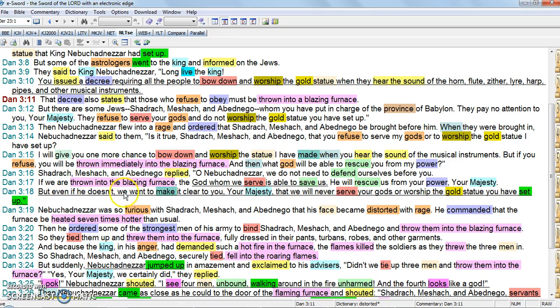But even if he doesn't, we want to make it clear to you, Your Majesty, that we will never serve your gods or worship the gold statue you have set up. See, they bring it right back. Now we see the contrast. If we were thrown into the blazing furnace, the God whom we serve is able to save us. He will rescue us from your power, Your Majesty.